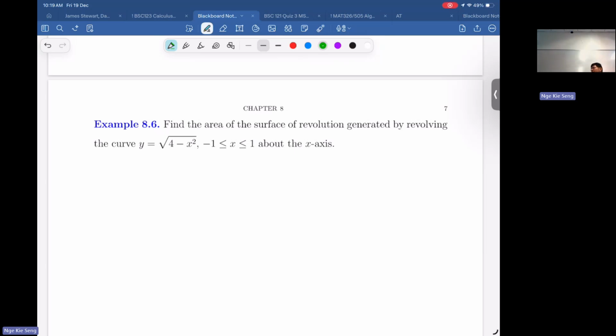But here is the surface of revolution generated by revolving the curve y equals square root of 4 minus x squared. So how to draw this graph here? How does this graph look like? Well, in the quiz, I only saw one of you drawing the solid. If you are not drawing the solid, how do you know how you're going to compute?